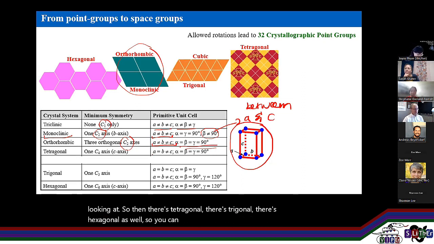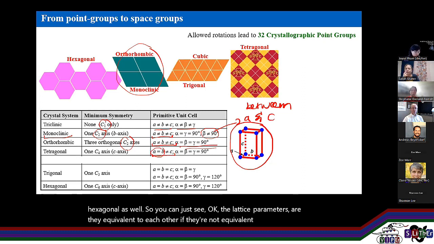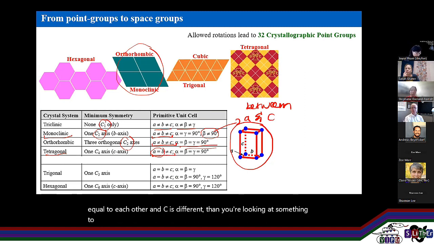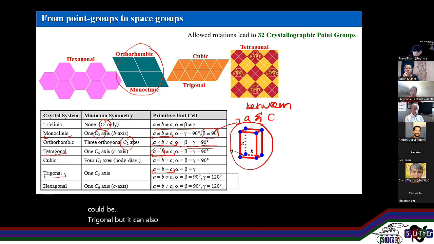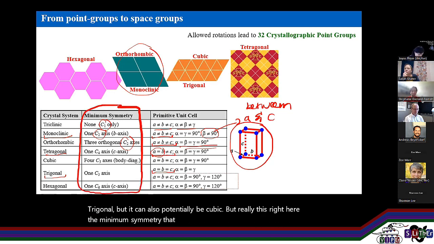And so you can just see, okay, the lattice parameters, are they equivalent to each other? If they're not equivalent, if A and B are equal to each other and C is different, then you're looking at something tetragonal. If you're looking at A, B, and C equal to each other, it potentially could be trigonal, but it can also potentially be cubic. But really, this right here, the minimum symmetry that I'm highlighting, is the requirement, so to speak, to classify these certain crystal systems, okay?